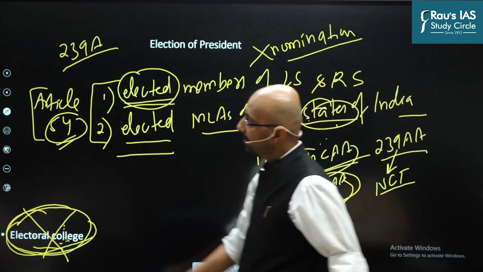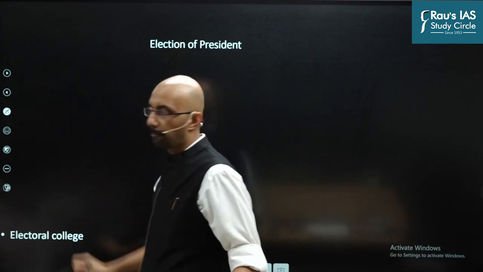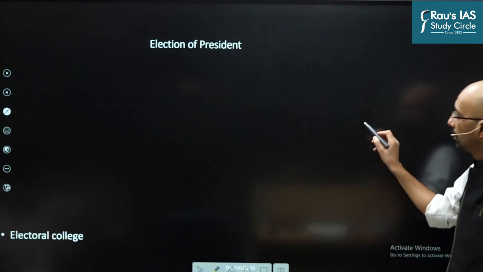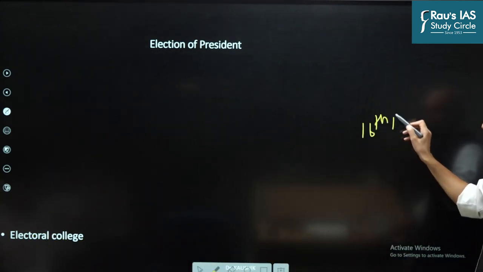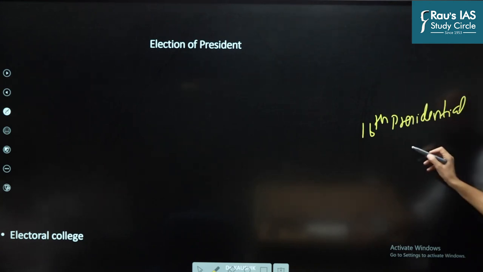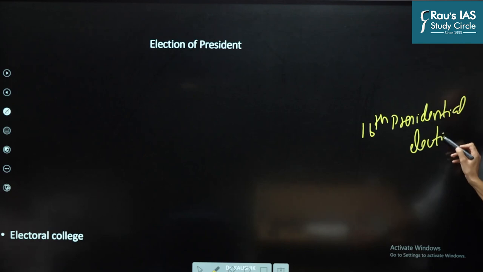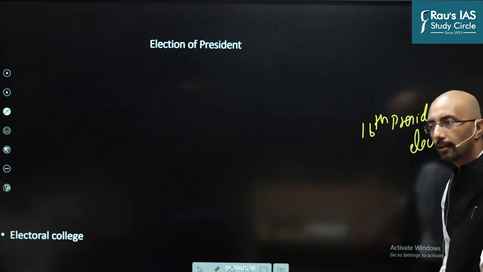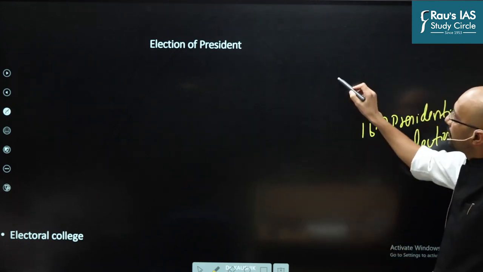So it is going to be our, which election? 16th presidential election, but the president who will be elected, he will be 15th president.